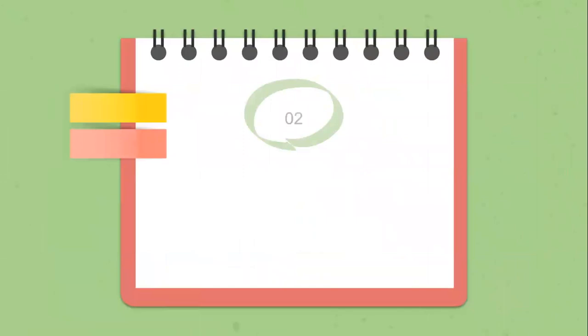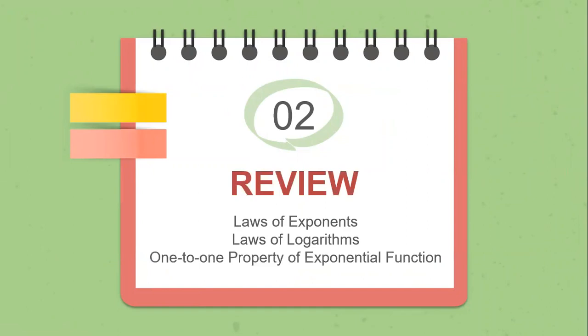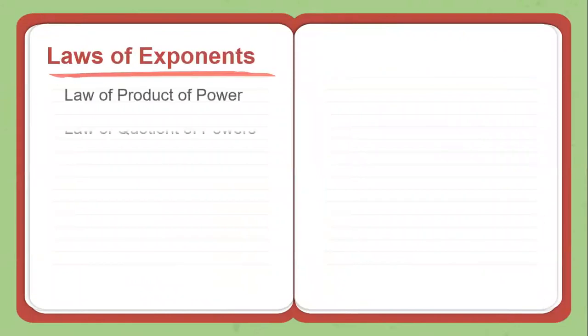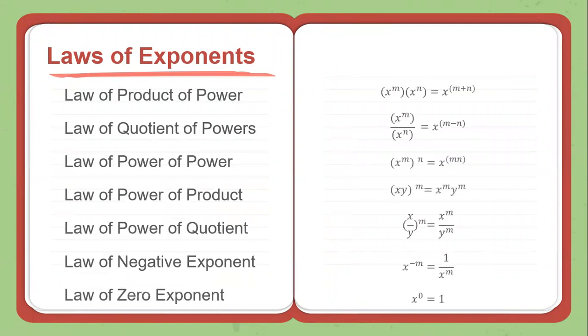Next, let's have a review about the laws of exponents, laws of logarithms, and the one-to-one property of exponential functions. We have the following laws of exponents: the law of product of powers, law of quotient of powers, law of power of power, law of power of product, law of power of quotient, law of negative exponent, and law of zero exponent. But for our lesson for today, three of the most important laws of exponents are the law of power, the law of negative exponent, and sometimes the law of zero exponent.